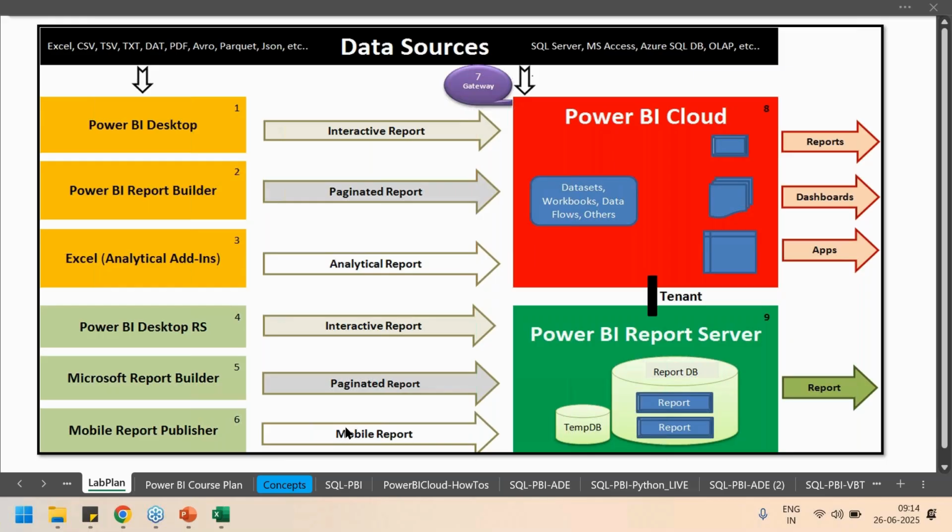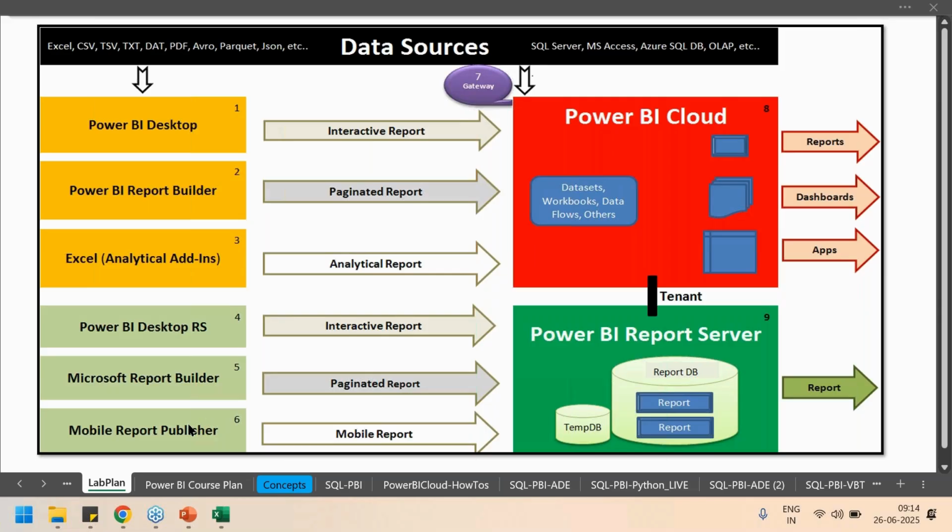I repeat, there are total 4 types of reports. Interactive report, paginated, analytical, mobile. Interactive, there are 2 options. There are 2 different tools, 1 for cloud, 1 for report server. Like Facebook Insights or LinkedIn feeds, etc. Best examples. Wherein you click on one particular item, something else will be automatically filtered. Okay, that is called interactive reports.